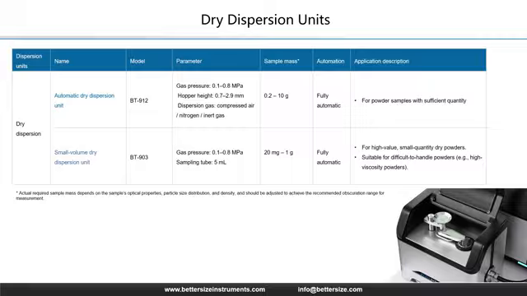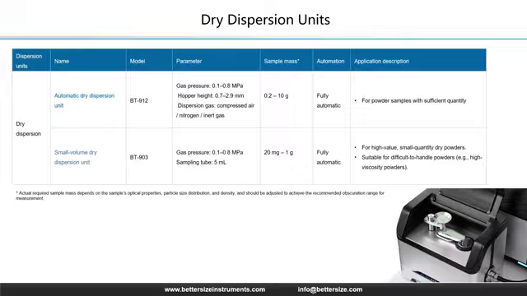Let's consult the specifications to select the correct dry module. The BT912 is the industrial standard designed to handle up to 10 grams of powder. This large mass is statistically vital for heterogeneous bulk materials where a small sample would be unrepresentative. However, for pharmaceutical R&D where the material is scarce, the BT903 is the logical choice. It reduces the minimum sample requirement to a mere 20 milligrams while maintaining the exact same dispersion pressure range as the larger unit.